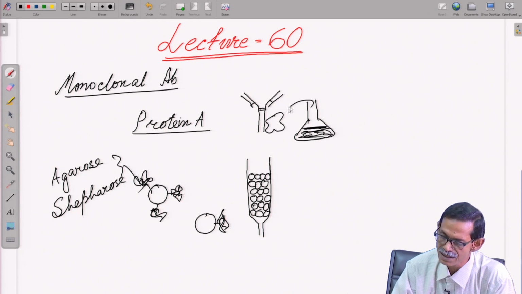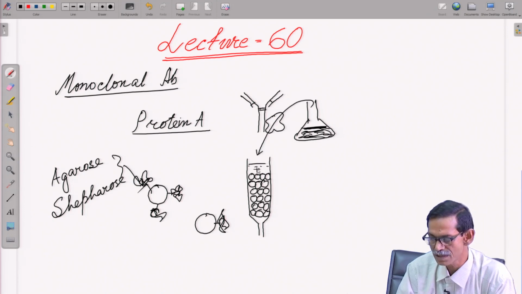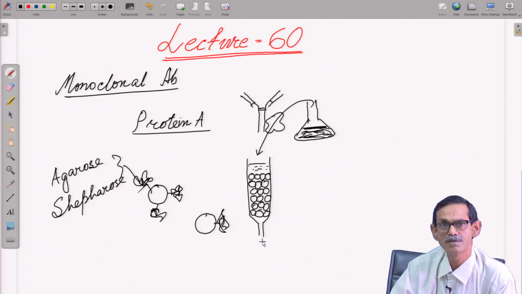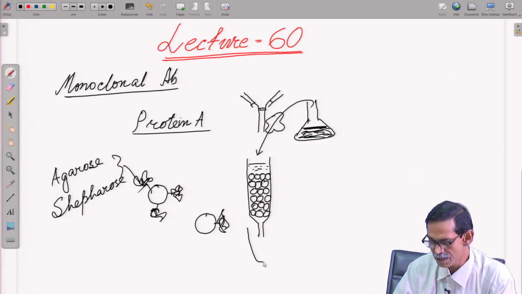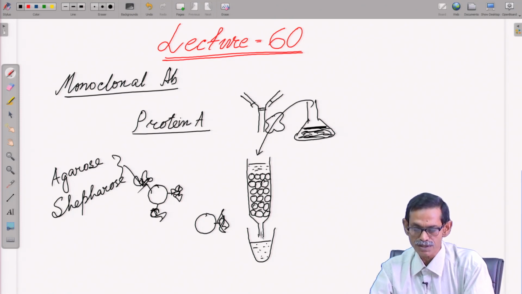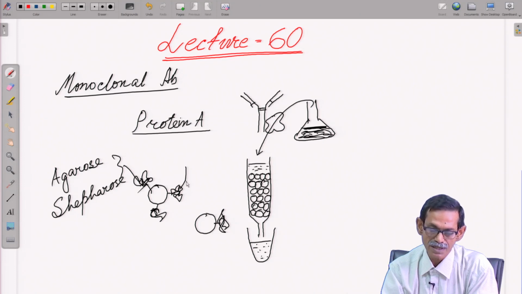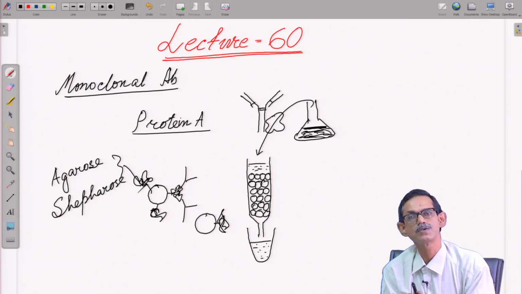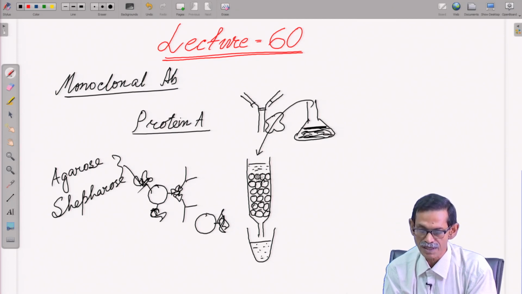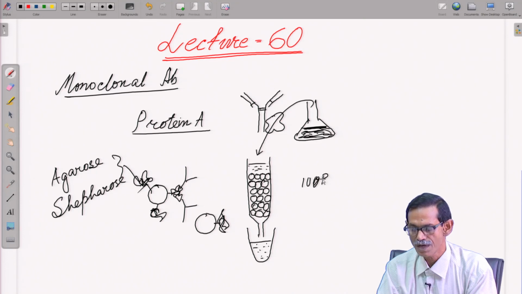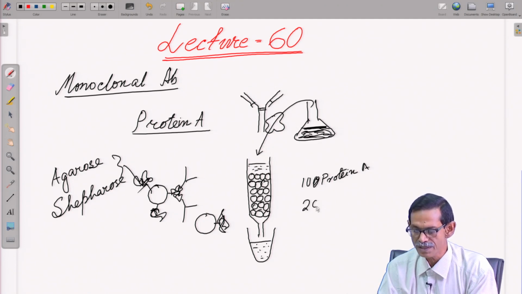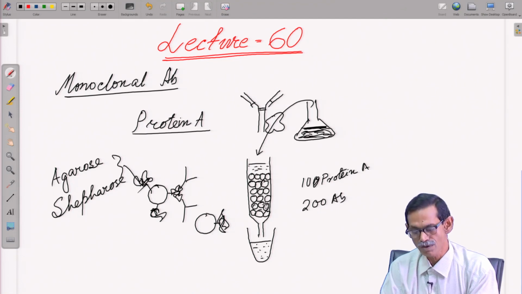We add this liquid here. By gravitational force it will go down, and if you collect it in a tube, the medium will cross through. While going through, all possible antibody are going to attach to this bead, because here the antibody are going to bind. One protein A molecule can bind 2 antibodies. So, suppose in this whole column there are 100 protein A molecules. That means 200 antibody will be bound here, and the rest will go to the flow through.